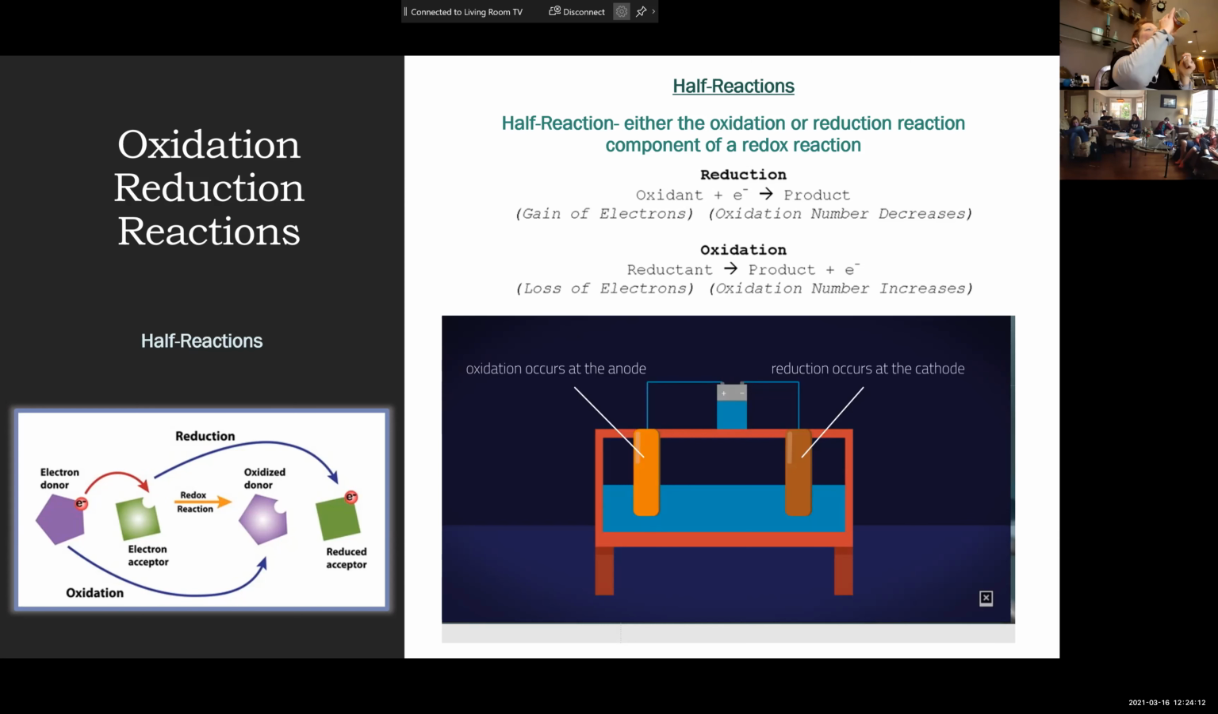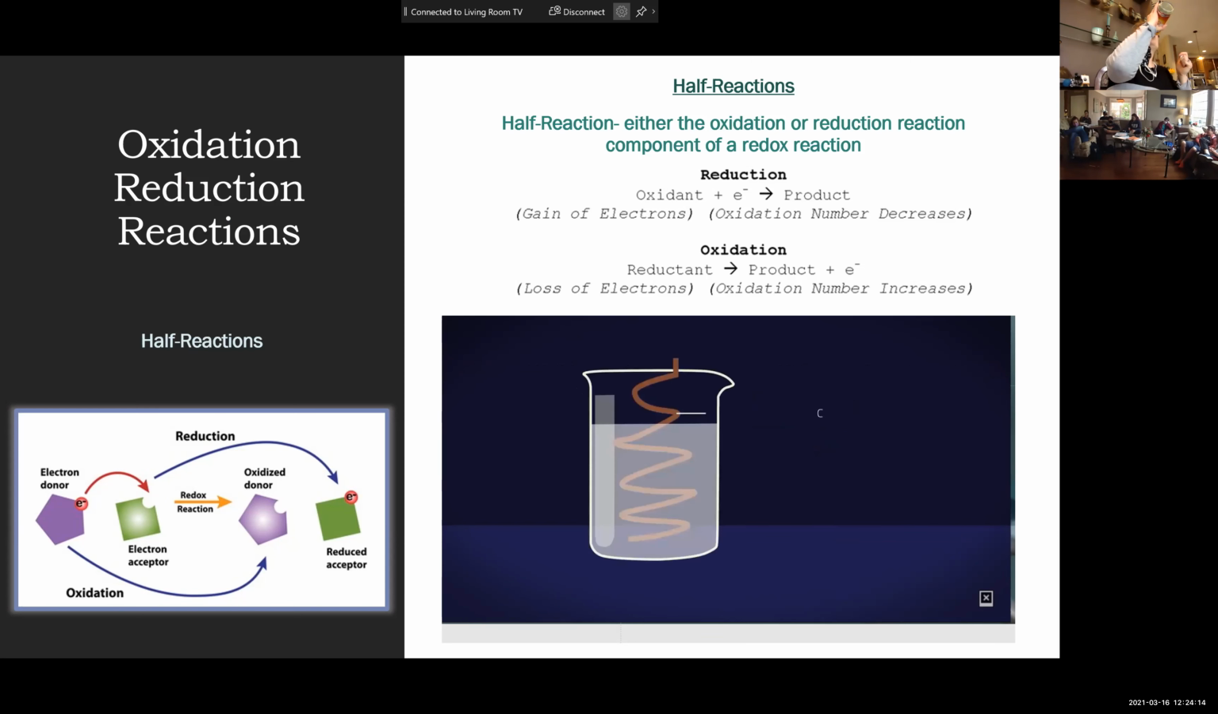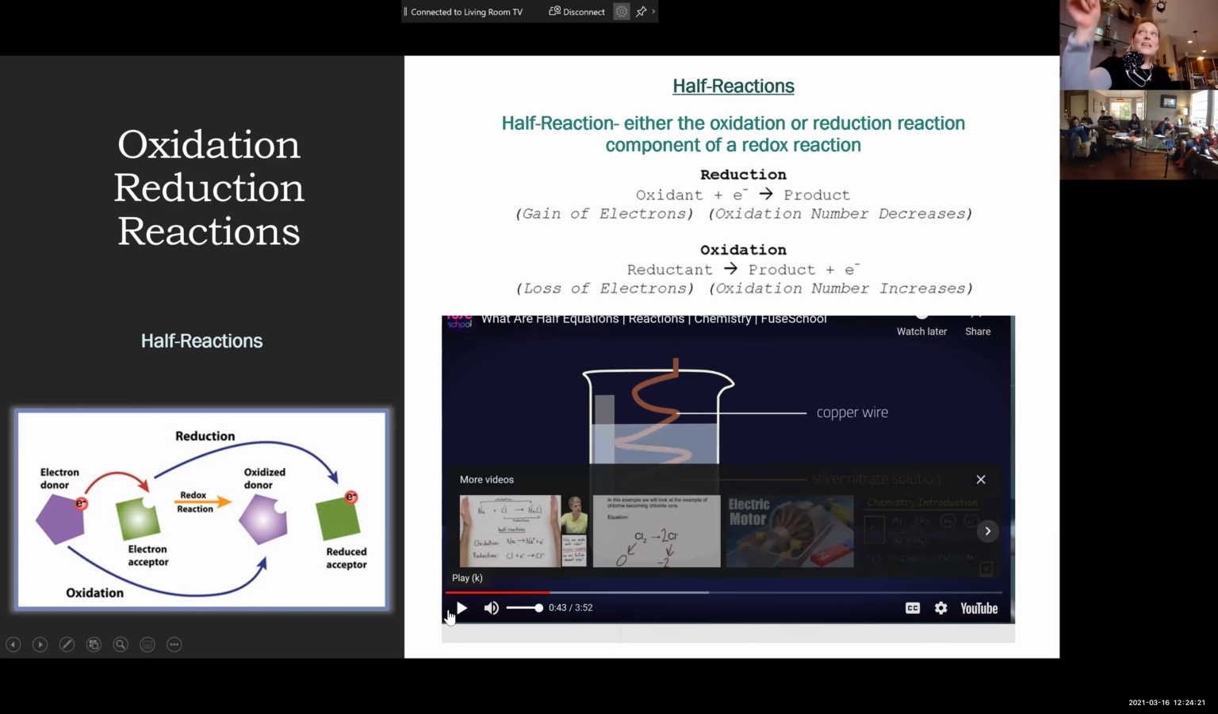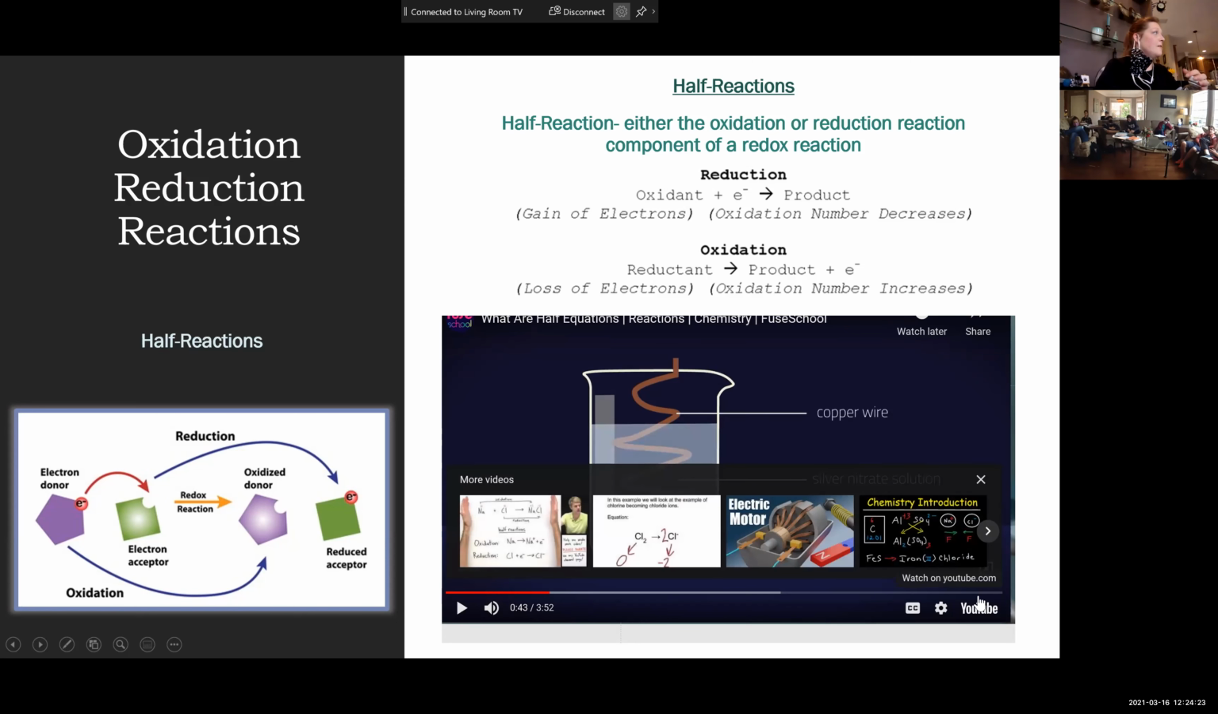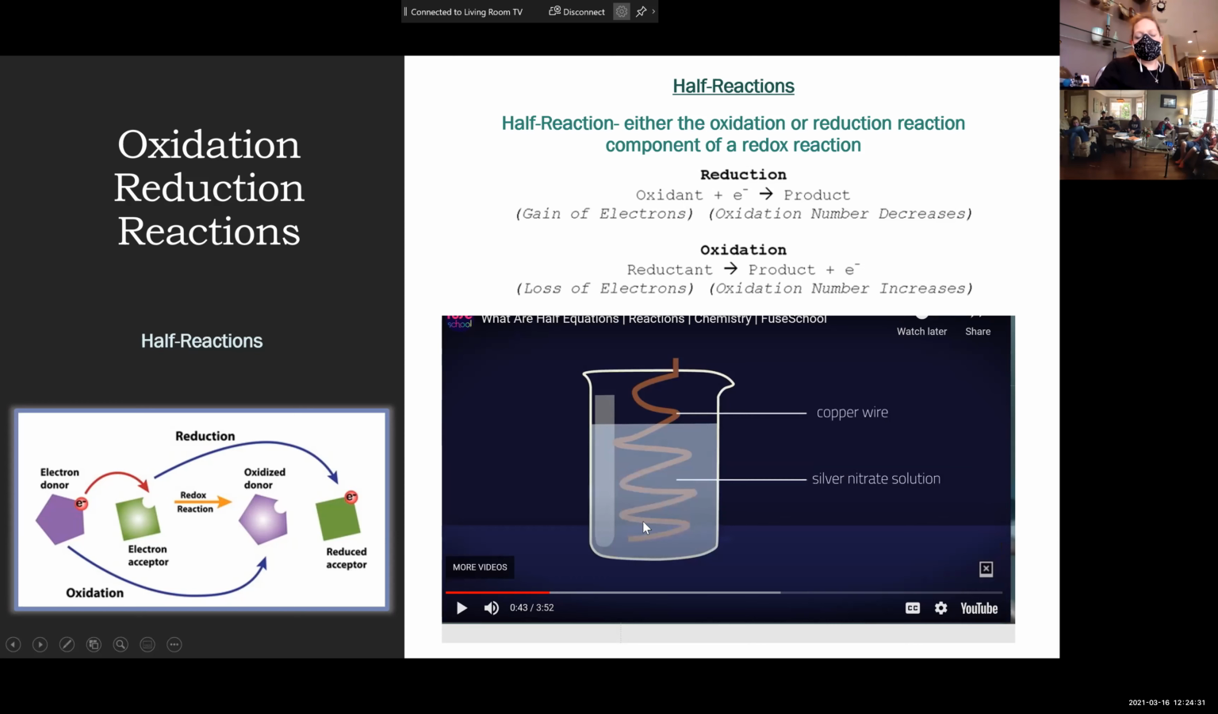Let's have a look at a simple redox reaction. A strip of copper wire is placed in silver nitrate solution. Now, do y'all remember that reaction? We did that at the beginning of the year, and it was a double displacement. In this case, it's actually also a redox. It's not one or the other, it's both. Do you remember what happened when we put the copper wire in the silver nitrate? It grew silver all over it. Yeah, it looked like hair, right?